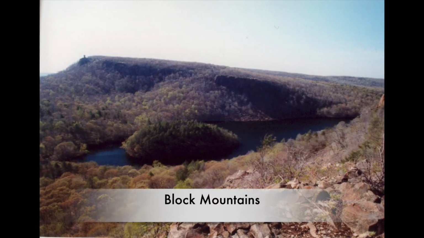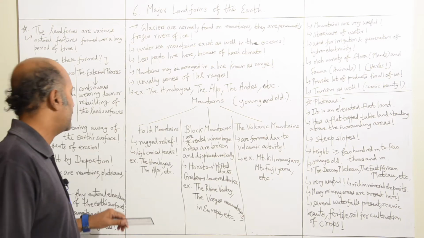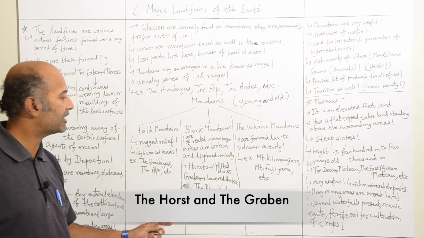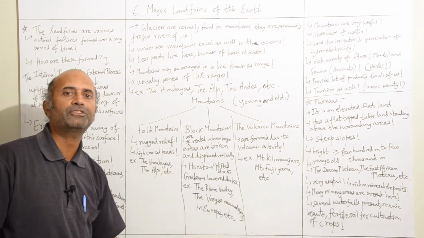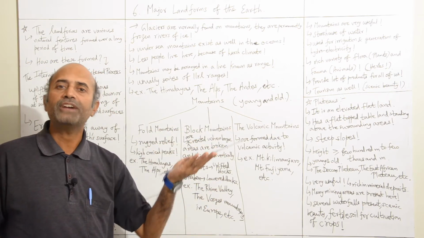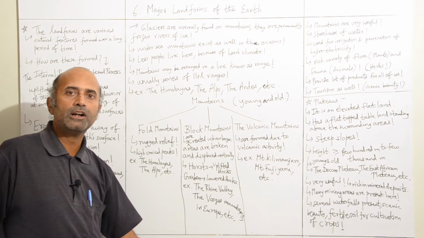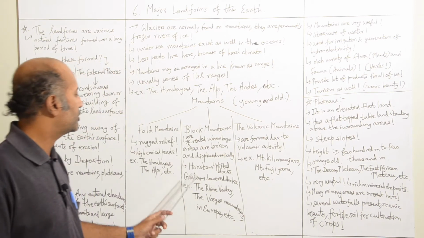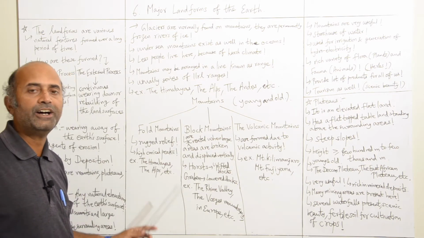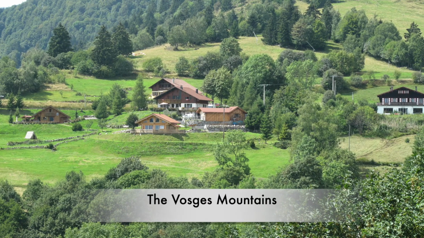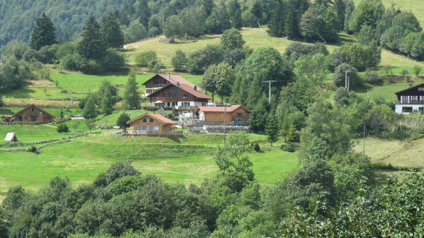The block mountains are created when large areas are broken and displaced vertically. They have two distinct features known as the horst and the graben. The horsts are the uplifted blocks, the blocks of rocks which have been uplifted. And we have the lowered blocks known as grabens, which have been lowered. So these are the two prominent parts of the block mountains. For example, the Rhine Valley and the Vosges mountains in Europe are examples of block mountains.